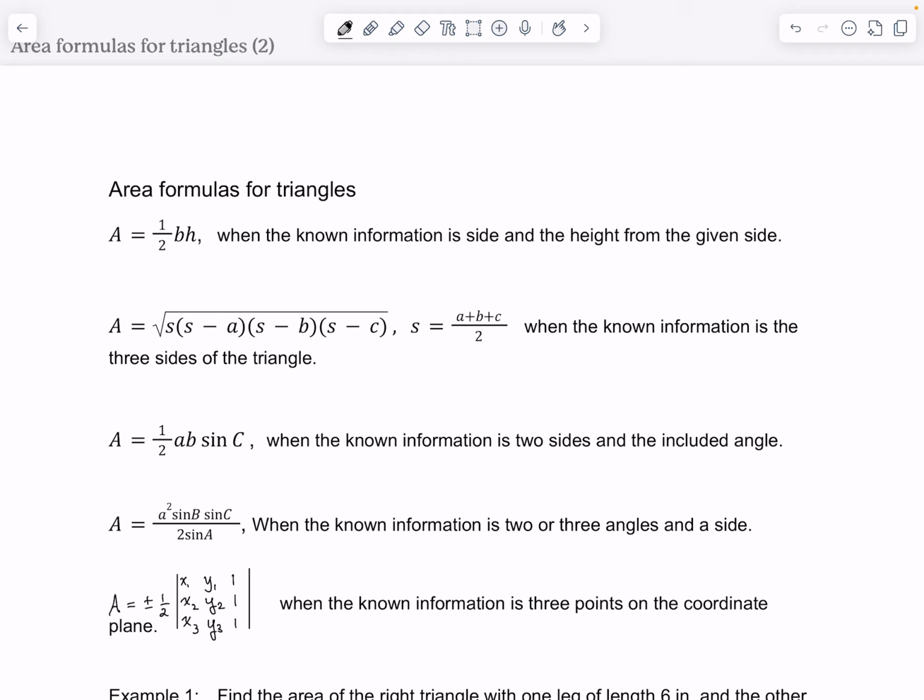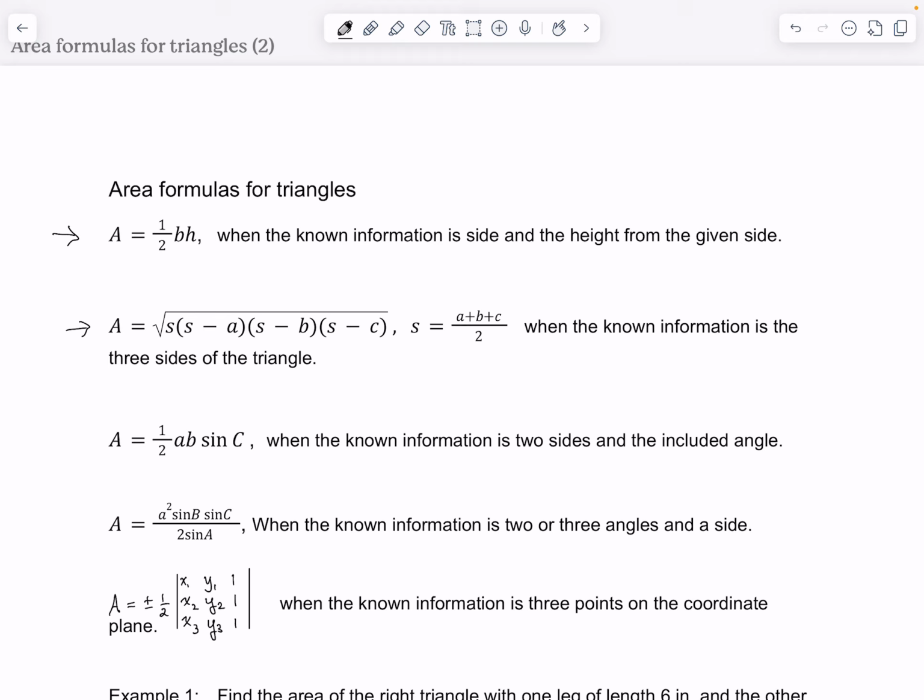So if we have the base and the height, that is the formula that we're going to use. The area is equal to 1/2 the base times the height. But what if we know the three side lengths? Well, if we know the three side lengths, then we're going to move on to the formula for area of a triangle that gives us the area directly from the information of the three sides.